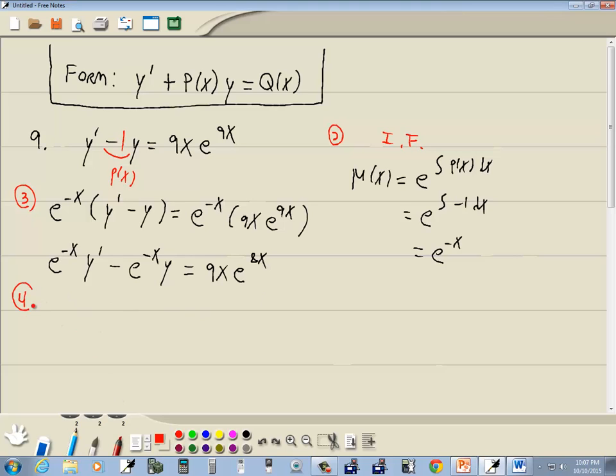Step 4. Recognize that the left side is a product rule. This will be p, this will be p prime, this will be q, and then the negative e to the negative x is my q prime. So it works out. So I rewrite that as a derivative of p, which is y, times q, which is e to the negative x, equals 9x e to the 8x.